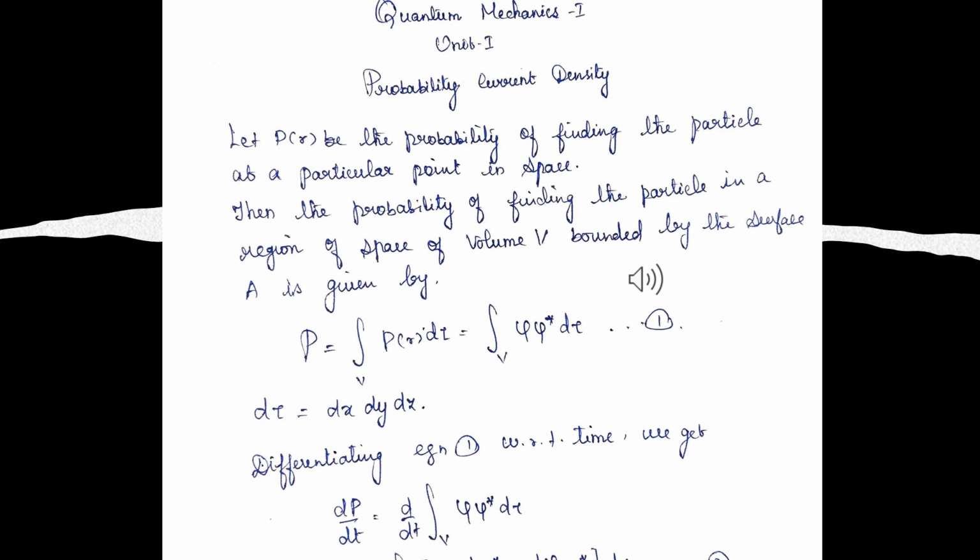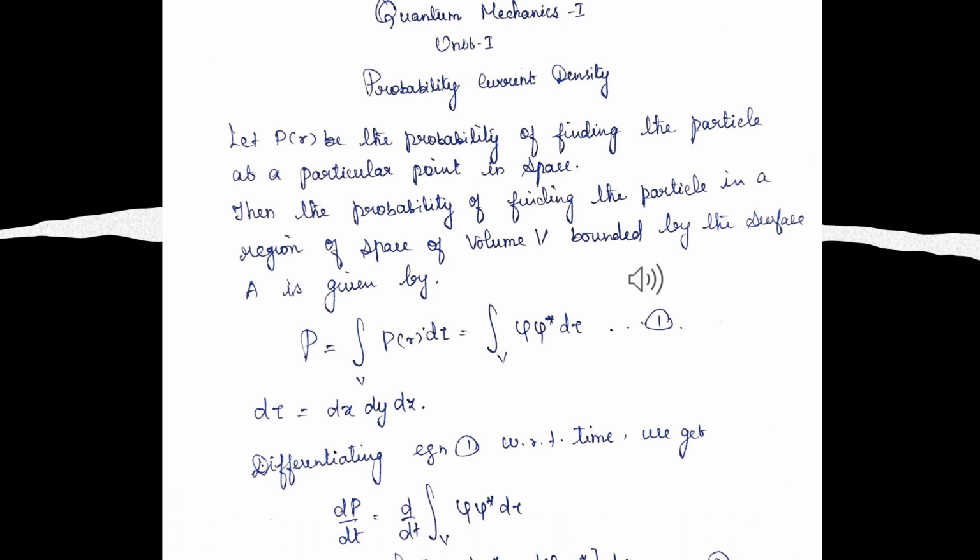So the probability current density may be interpreted as the particle probability amplitude. That is, the motion of the particle is clearly associated with the motion of the wave function. So we can find the probability amplitude of that particle, which leads to the idea of probability current density.